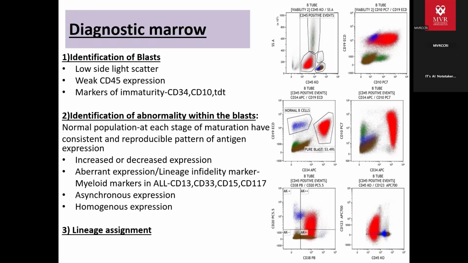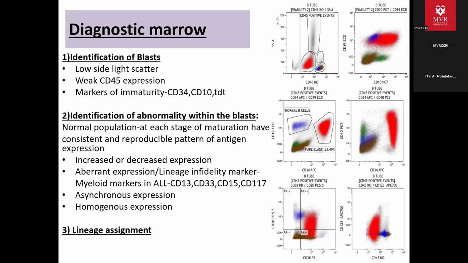And when they start expressing any increased or decreased expression which is not expected, that is an aberrant expression, for example a B blast expressing a myeloid lineage marker like CD13, CD33, CD15. Or asynchronous expression, where a blast is not supposed to express a maturity marker like CD20. When a blast expresses a maturity marker, that is the asynchronous expression. So there are various parameters that we see to know whether these blasts are abnormal.